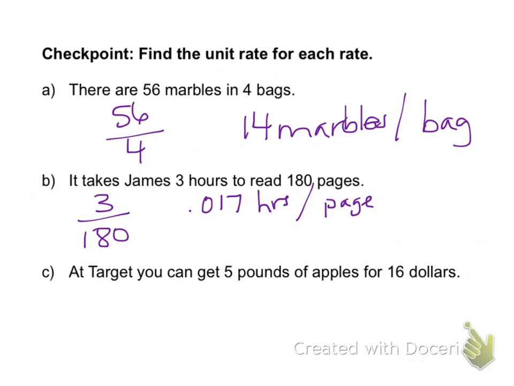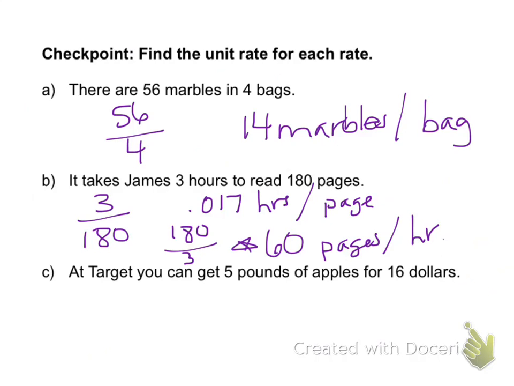But then I thought, well, that's kind of funny. I don't really want to know how long it's going to take me per page. I'd rather know how many pages I would read per hour. So I divided it this way and got 60. So I said 60 pages per hour. Both are unit rates. You just need to decide which one makes more sense for you to use. But I accept both of them. To me, this one makes more sense.